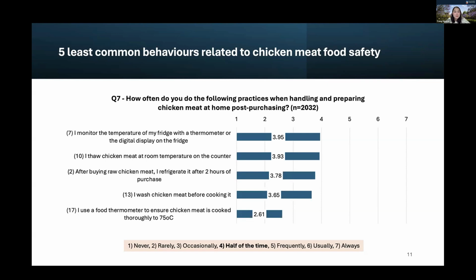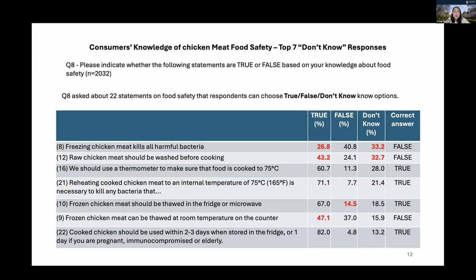Next slide, please, Kapil. In terms of assessing consumers' knowledge related to chicken meat safety, we had 22 statements related to food safety throughout the stages that I mentioned before. We asked respondents, please indicate whether the following statements are true or false. So they can choose true, false, or don't know options. And we've got here the top 7 don't know responses. So these are the most confusing for consumers around food safety.